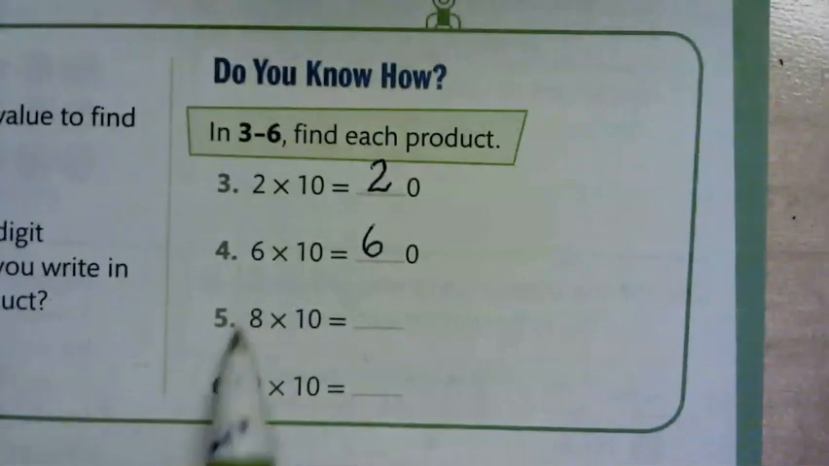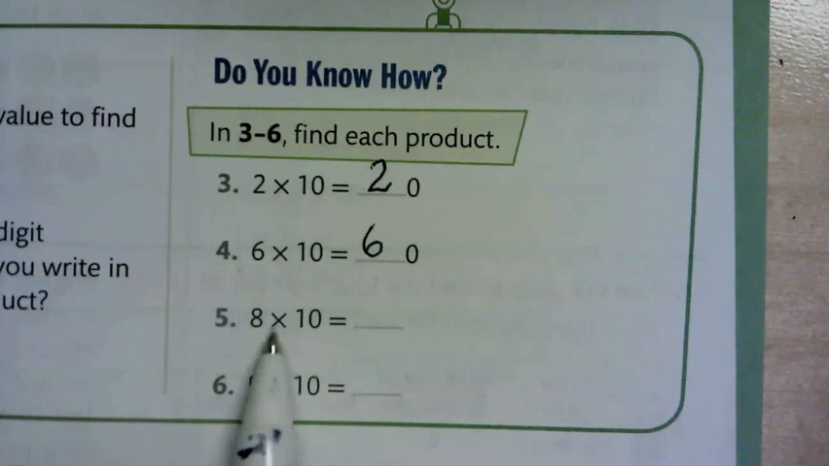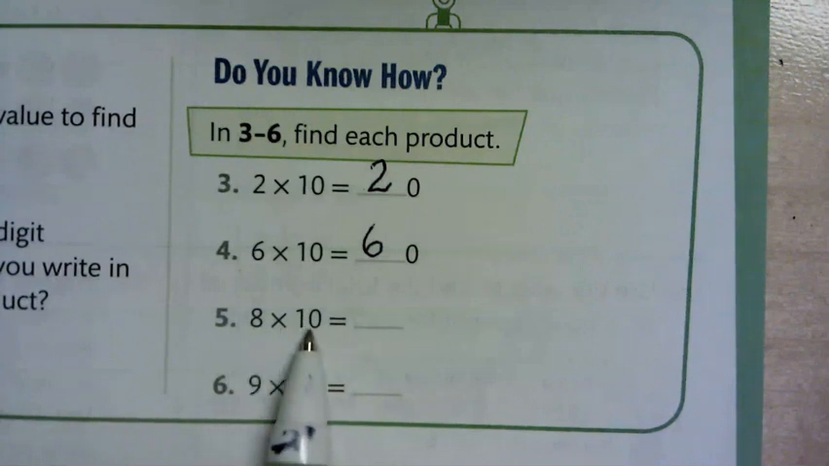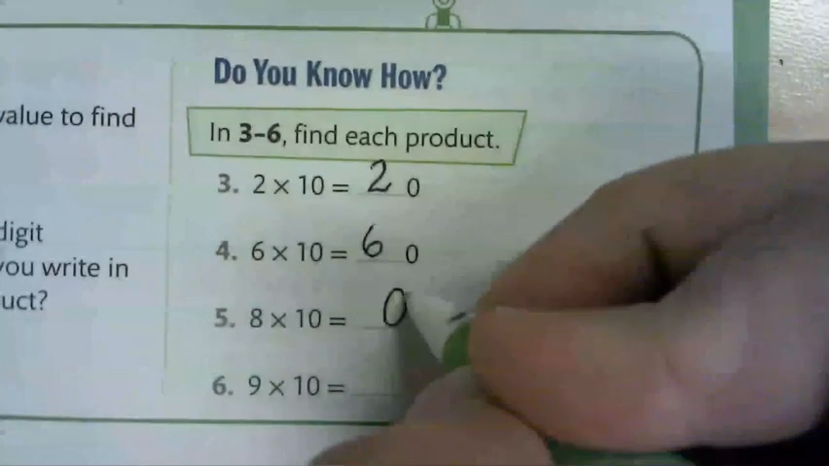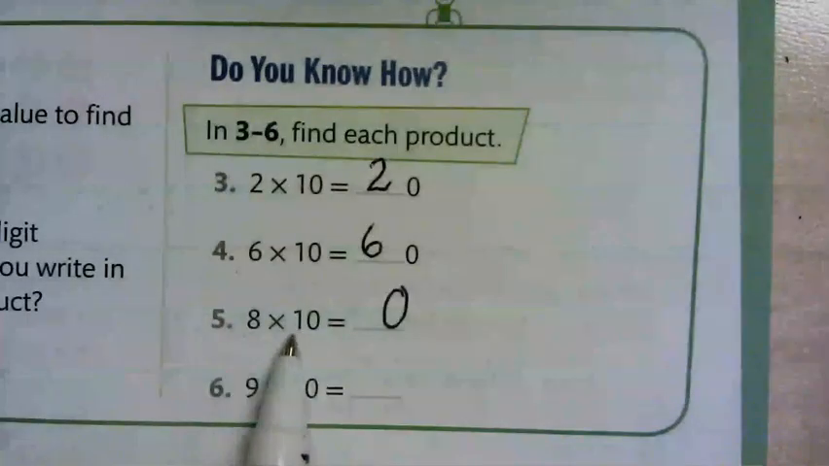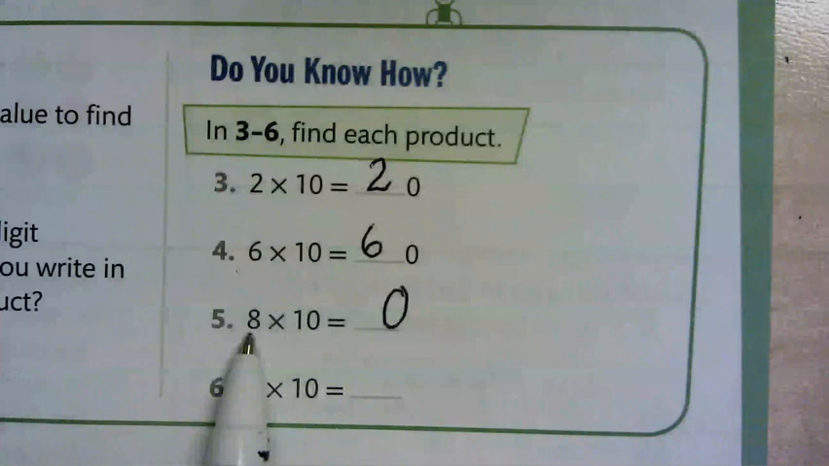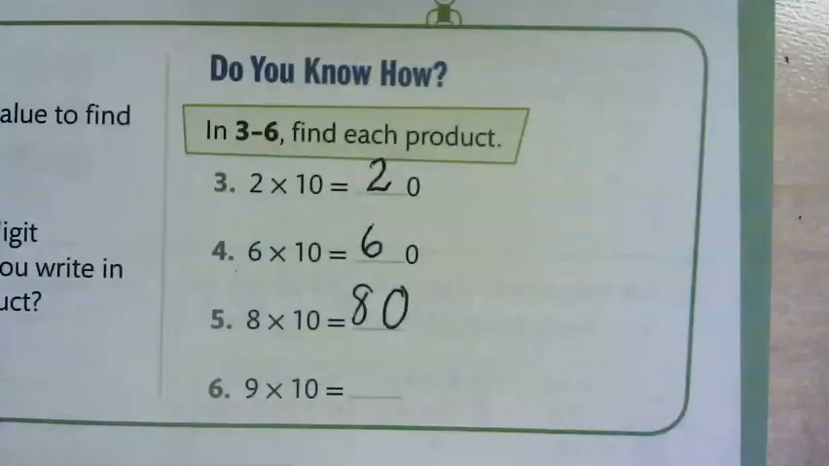Take a look at number 5. For number 5, we're going to solve the exact same way. 8 times 10. All right. Well, in my ones place, 8 times 0 is the 0 property, which means my ones place is going to have a 0 in it. And then I'm going to have 8 times 1 in my tens place. Well, there's the identity property. Anything times 1 is going to be that first number. So my number would be 80.